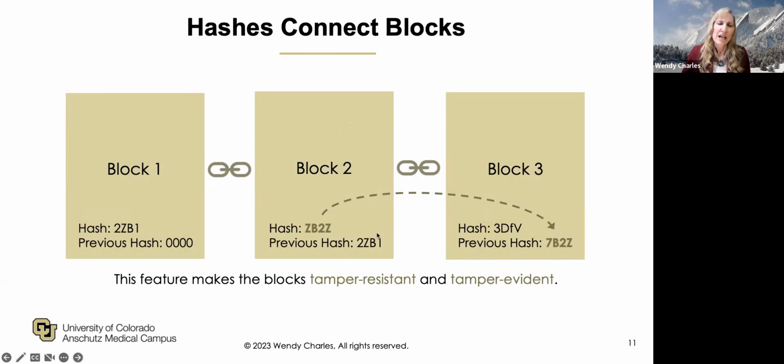So because each block contains the hash of the previous block, it's what connects the blocks and what makes it so tamper evident and tamper resistant. If you were to try to change any of the content in block 2, it would change the hash of that block. But because the hash of block 2 is also contained in the hash of block 3, it would change the hash of block 3 and so on and so on. So this is one of the key concepts of why people talk about blockchain as being secure.